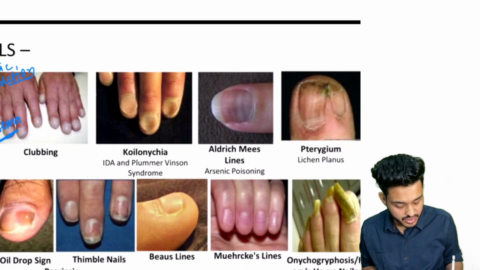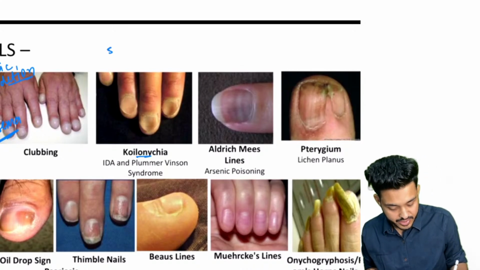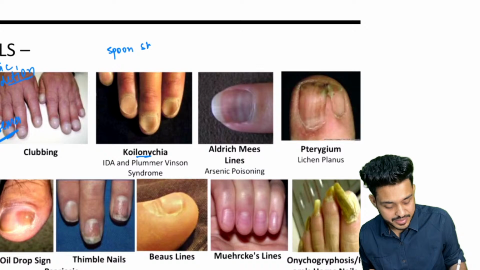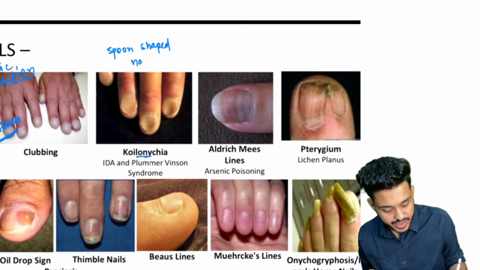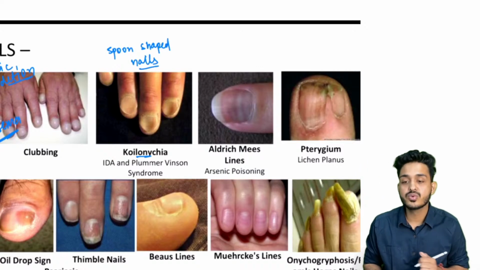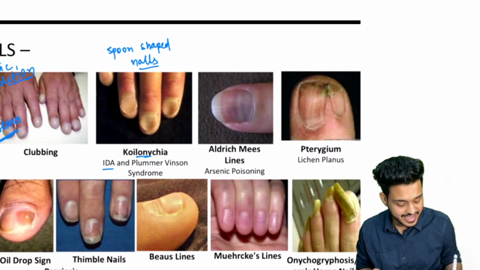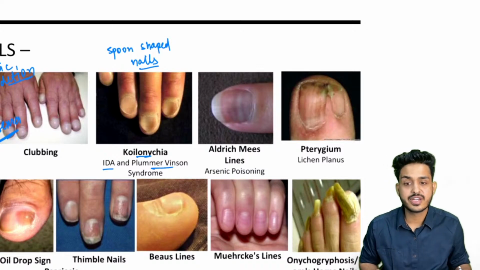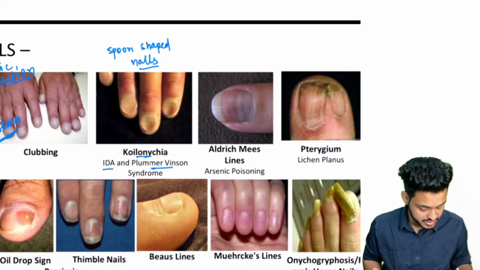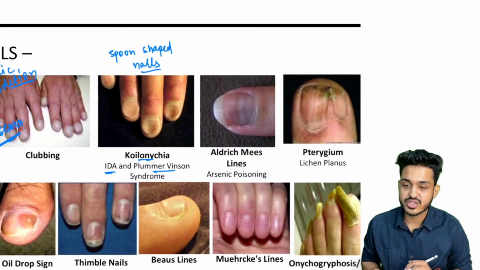Second one is your spoon shaped nail. What is koilonychia? Koilonychia is spoon shaped nail. This one is seen in Plummer-Vinson syndrome. Can anyone tell me what is the triad for Plummer-Vinson syndrome? Along with that, iron deficiency anemia.